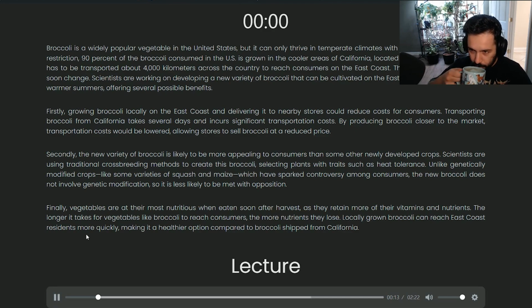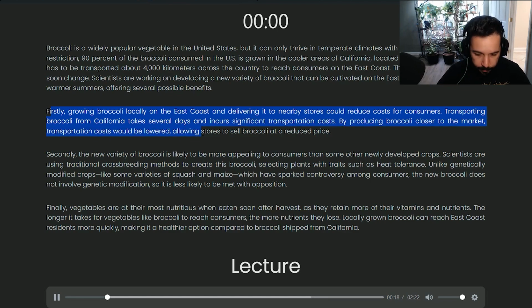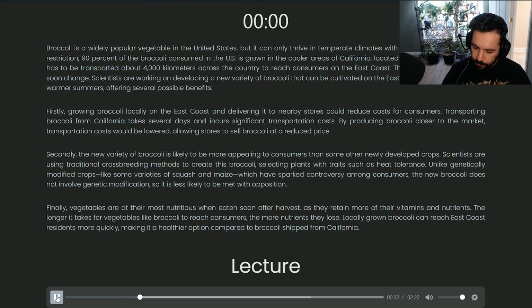First, it's true that growing and selling crops locally saves money on transportation costs. But that will not necessarily make the new broccoli cheaper for consumers. Yes, the new breed of broccoli will be able to survive the hot summers on the East Coast. But unfortunately, it will also have lower yields than the broccoli grown on the West Coast.